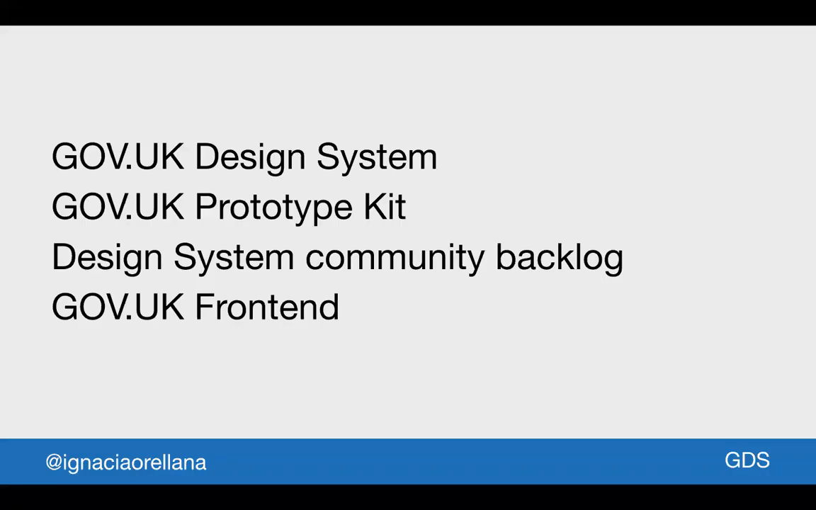So this image shows the products that we offer as a design system team. Our main front door is the WK design system website. We also provide this prototyping tool for designers and developers to create high fidelity prototypes using code, and this is the prototype kit. We also have a design system community backlog, which is hosted in GitHub, where people can suggest or progress contributions to the design system, share research, and be part of the discussion with the community. And everything is powered and built by using WK Frontend.